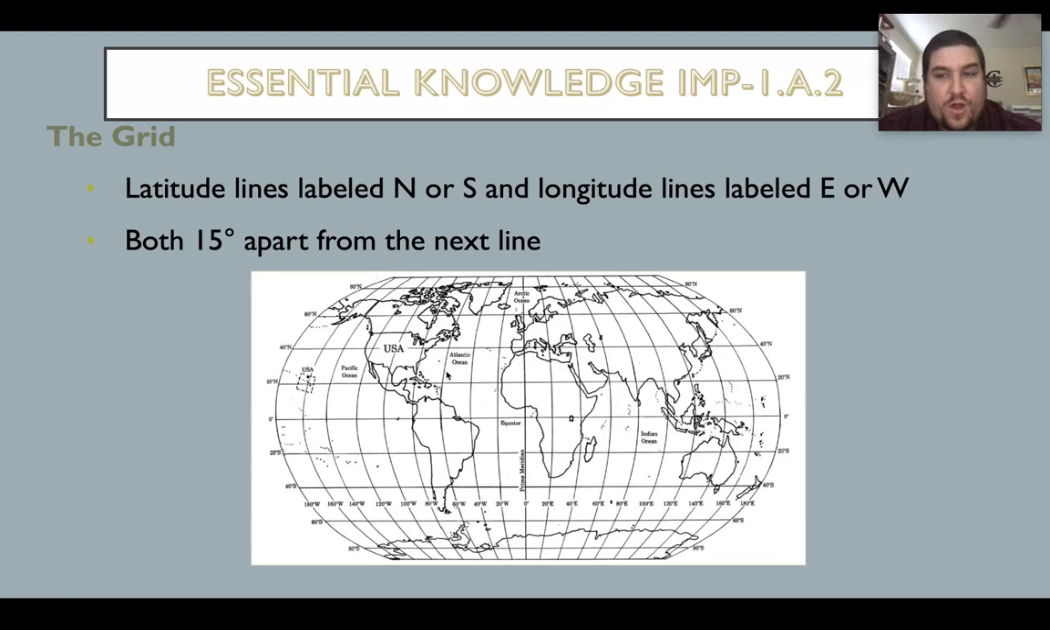You have latitude and longitude. Latitude lines are labeled north or south. Longitude lines are labeled east, west. I'm not going to remember latitude and longitude. I've taught this class for 13 years now and still don't remember them. Each line is 15 degrees apart from the next, and it represents precise locations. So know this. You're going to have to know it.